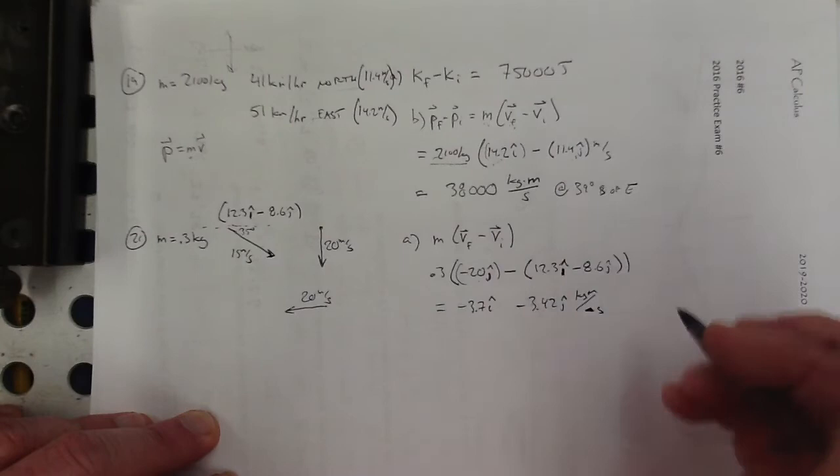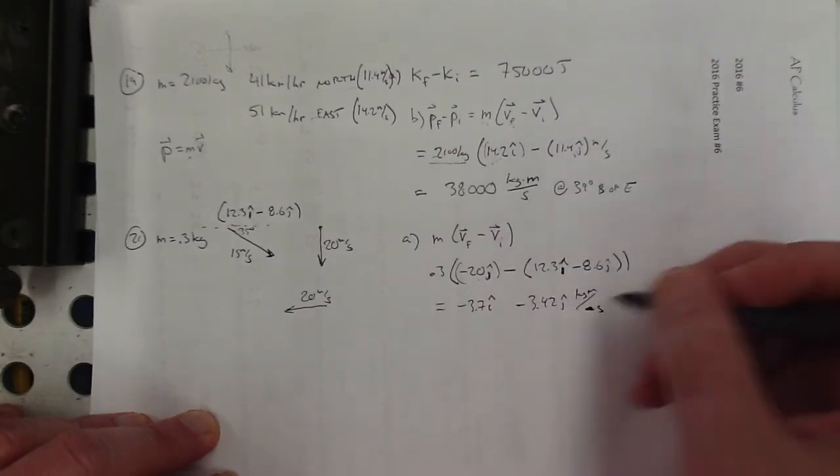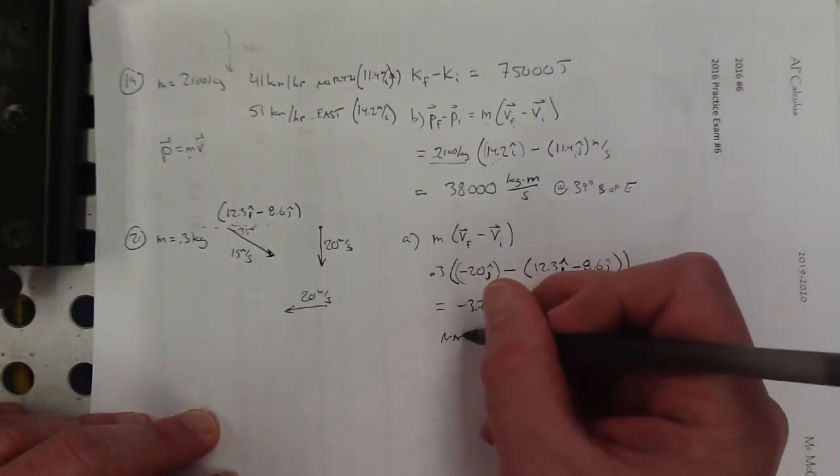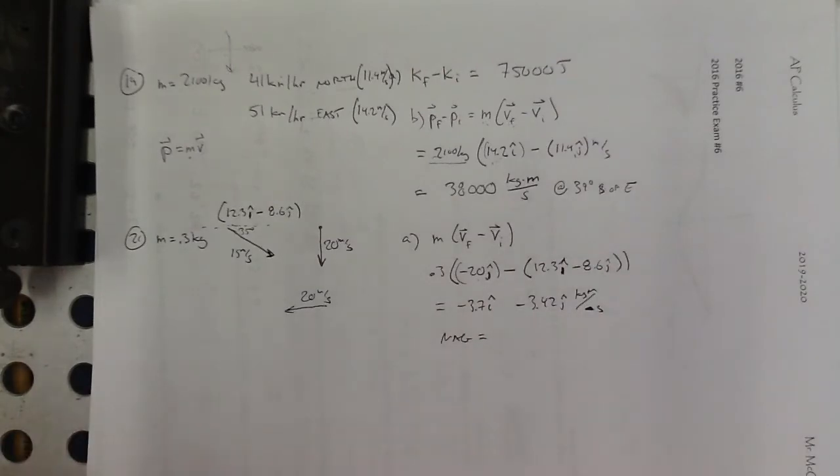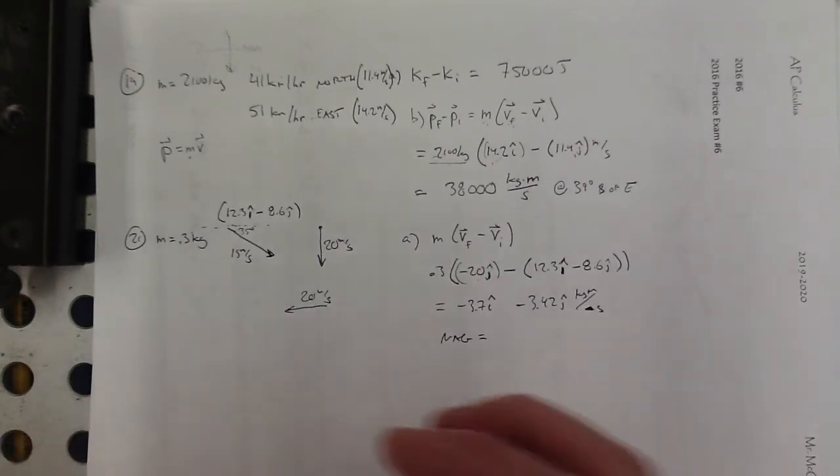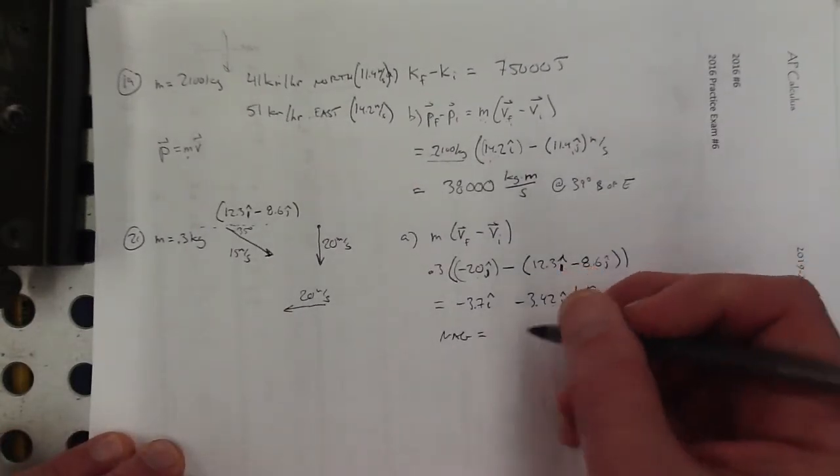And I want the magnitude of that. So I'm going to Pythagorize those. That's 3.7 squared plus 3.4 squared, about 5.0.